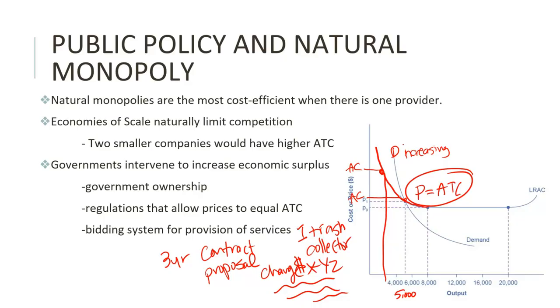And then the idea is that whoever puts in the lowest bid, or sometimes they take the second lowest bid, there's different rules for that, gets the contract. So that way they still have to be competitive. They're competing with other people to offer low enough prices to get the contract, but then they're operating as just one company to be able to benefit from those low average total costs.